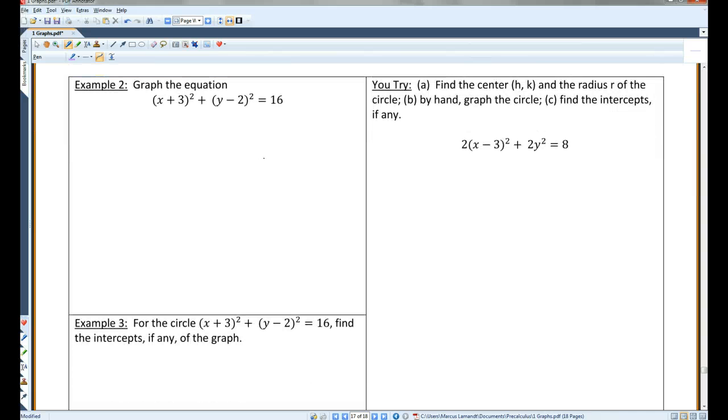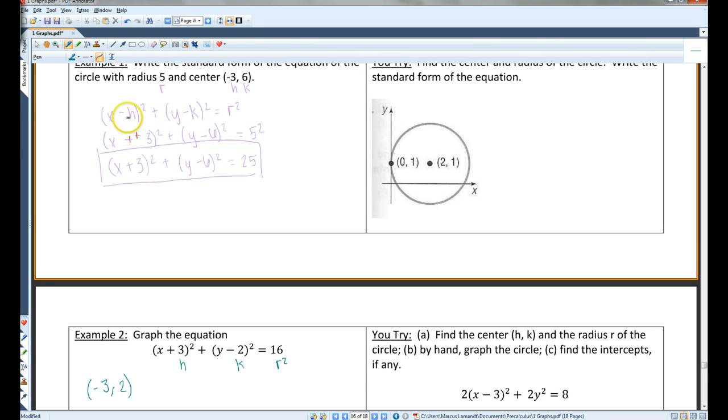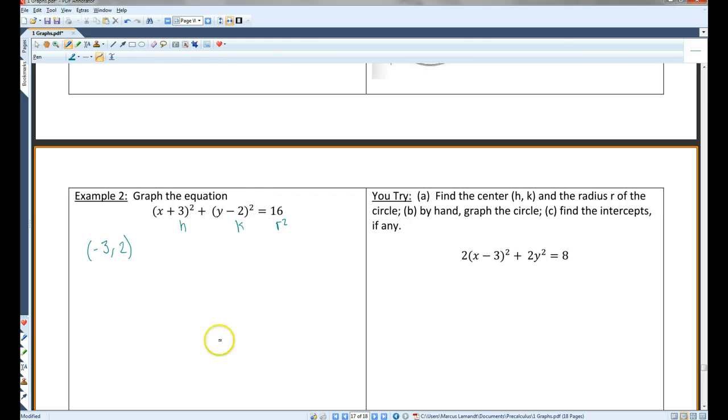Okay, graph this equation. So now we're going to work backwards. Let me change to green. So now, here is my h, here is my k, here is my r squared. My (h, k) is going to be (negative 3, 2). And the reason this is negative is because in the standard form of the equation, it's x minus h. X minus negative 3 would be x plus 3, which is what's over here. Okay? Y minus 2 is k.